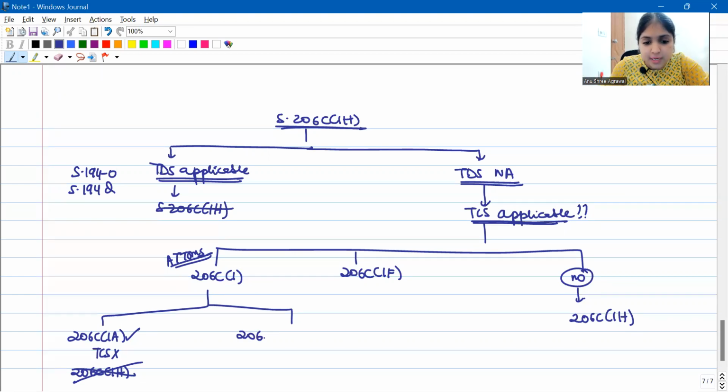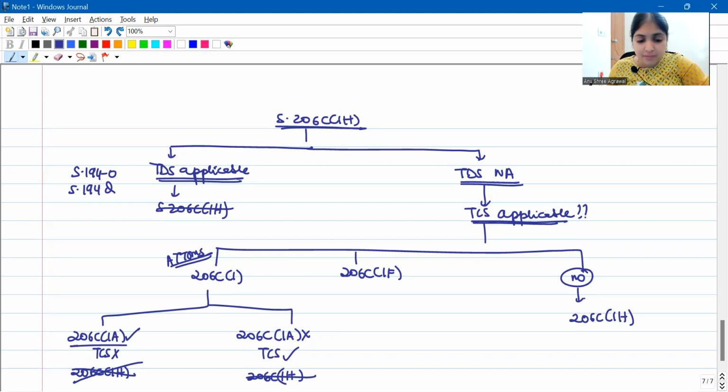But guys, if he did not give this declaration, then under 206C1 itself, TCS would have been collected. If TCS is already collected, then you cannot come to 206C1H, obviously, because TCS is already collected. Understanding? This is a little confusing. Listen to me, I'll repeat again. If the goods are atoms, then 206C1 would have been applicable. Under 206C1, 2 things are possible.